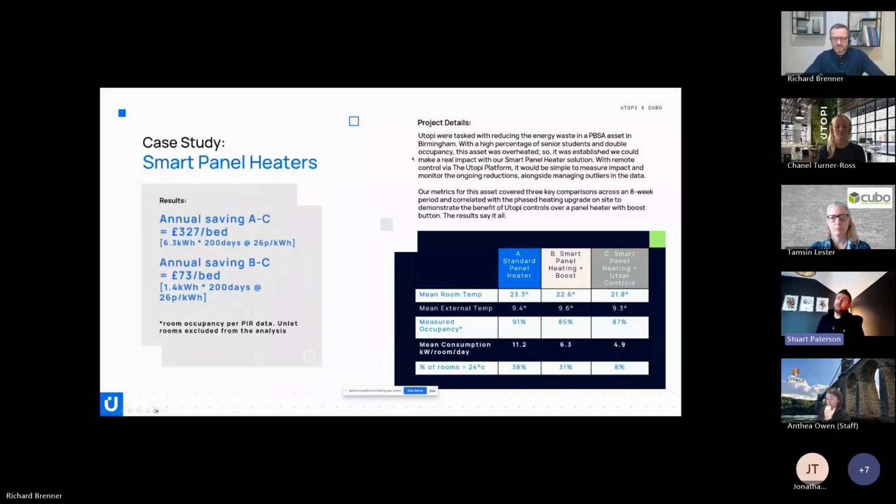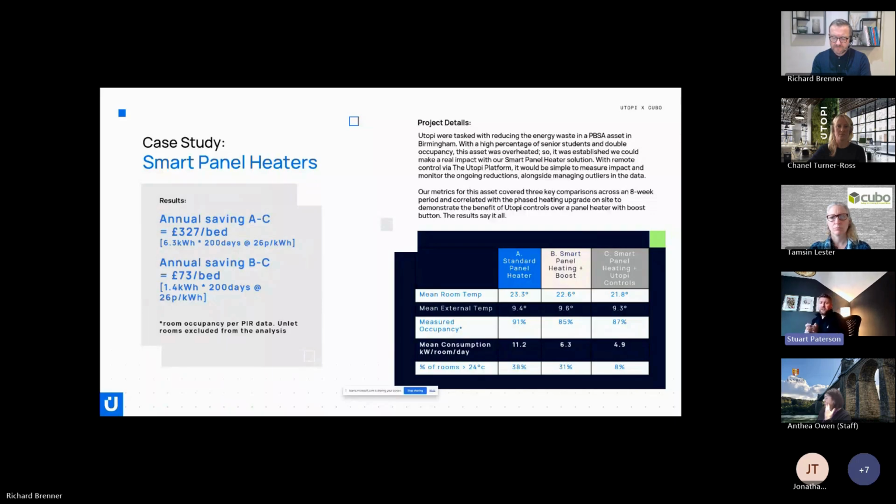At the time, all Utopi were able to do was recommend an upgrade of the existing panel heaters with some sort of boost functionality control, which made them less binary, so they weren't just on or off. And the impact of that technology was really significant. It produced a saving of £327 per bed per year on energy consumption. However, only a 7% reduction in overheated spaces, but a significant impact.